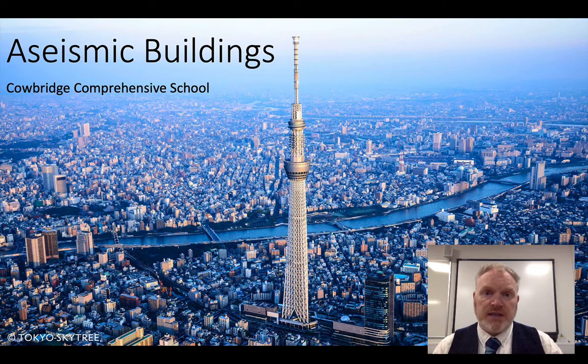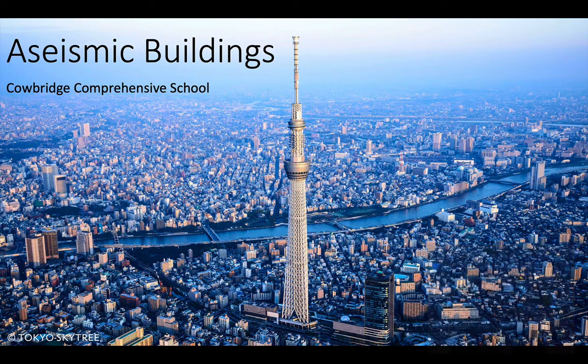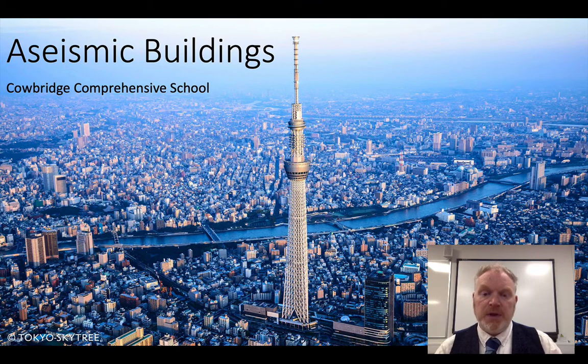In tectonically active areas like Tokyo, where the Tokyo Skytree towers over the city that's prone to major earthquakes, it's crucial that buildings are designed to cope with the movement and the stress created by these seismic events. Designing aseismic buildings is an important part of architecture across the world.